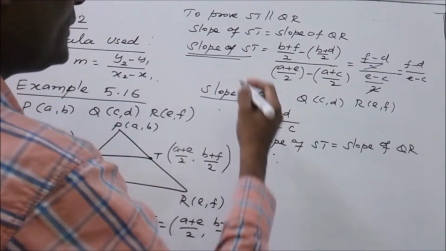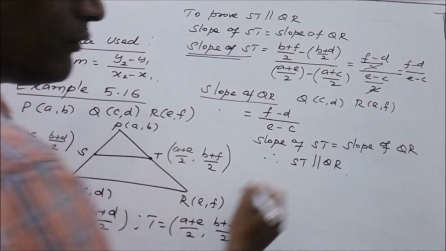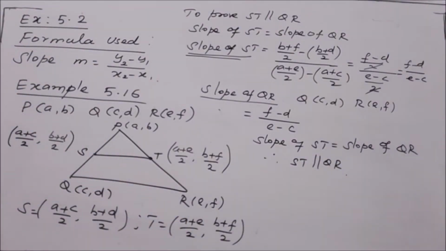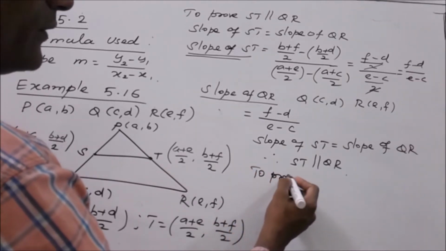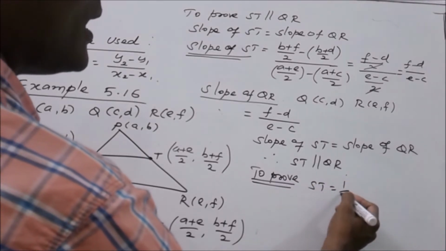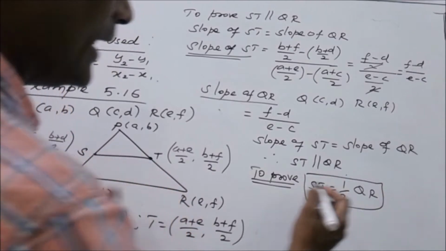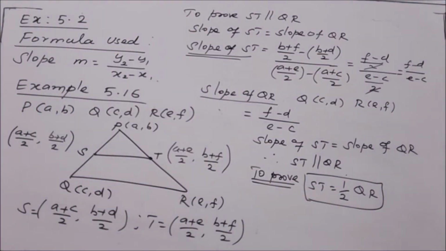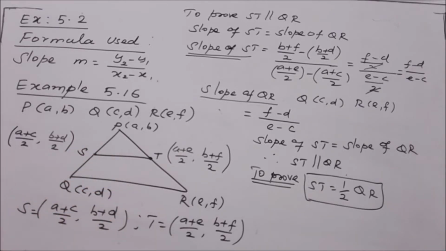Therefore ST is parallel to QR. We have proved one case. For the other case, to prove the second case, we have to prove ST equals half of QR. That means it is related to length. ST is a length and QR is another length. Then the value of ST will be equal to half of QR, we should prove.